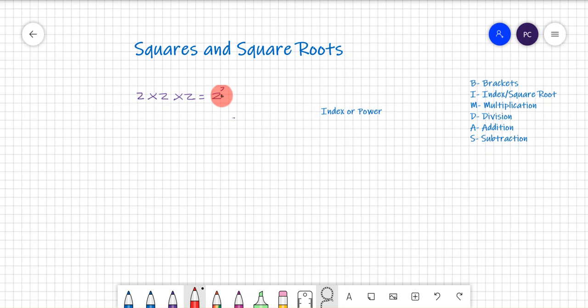So when I write something like this, 2 to the power of 3, that means I'm taking this base number here and I'm multiplying it by itself 3 times, like what we've done here. So 2 by 2 by 2.